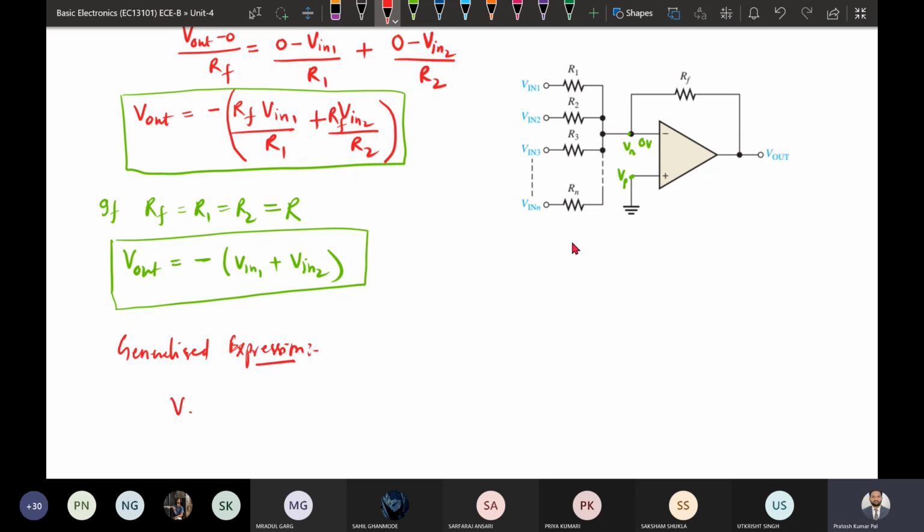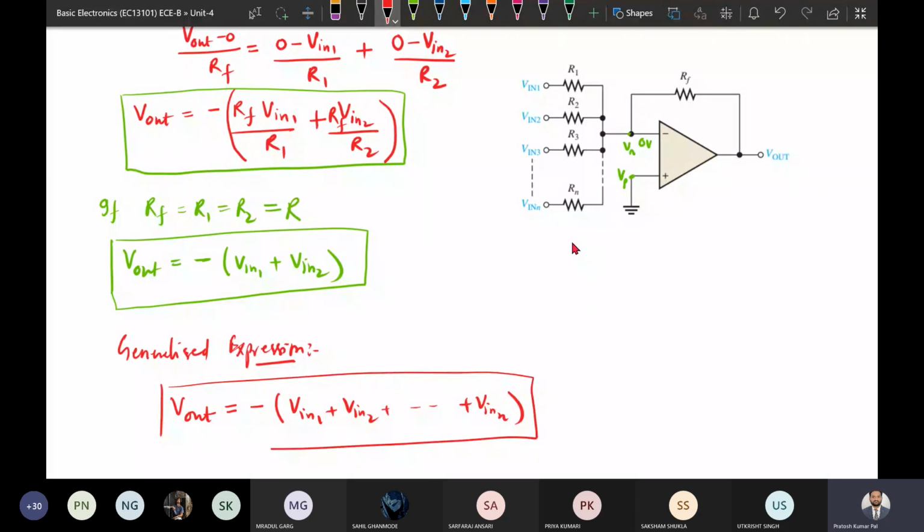So the generalized expression in case of n inputs will be V output equals minus, again considering RF equals R1, all the resistances equal to R, then we will be getting the expression V input 1 plus V input 2 plus up to V input n. So I hope it is okay to everyone. So this is how we will be implementing the adder circuit.